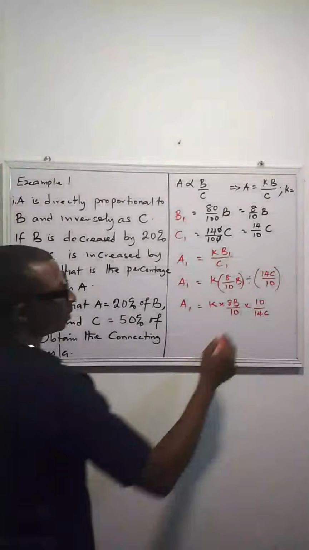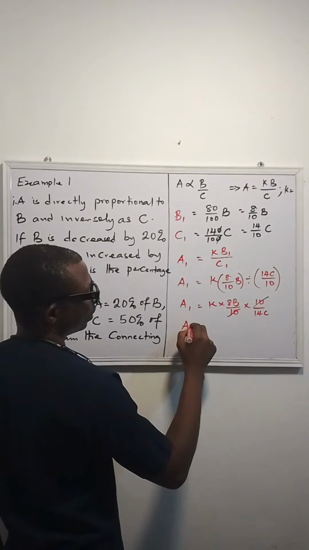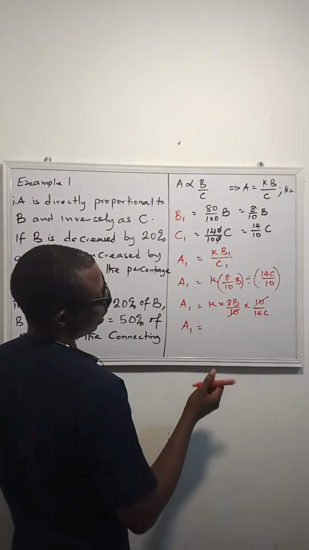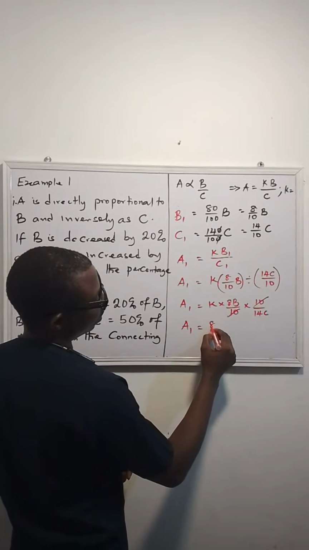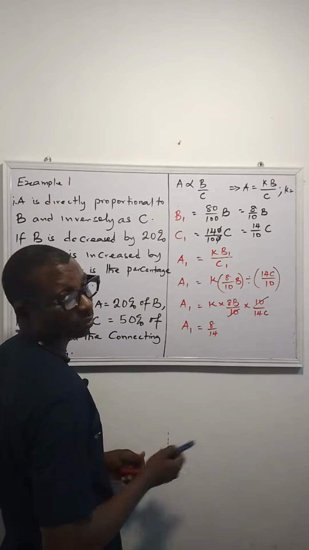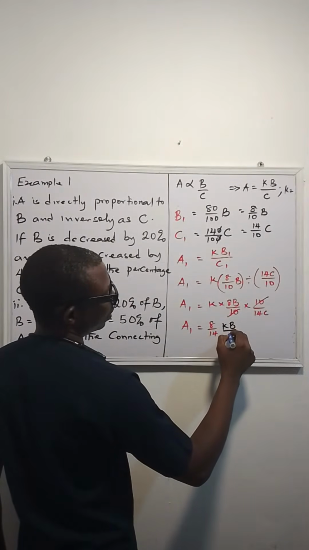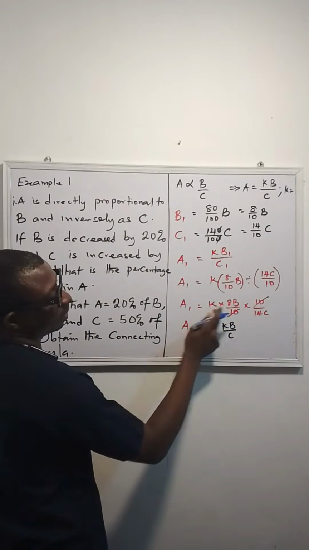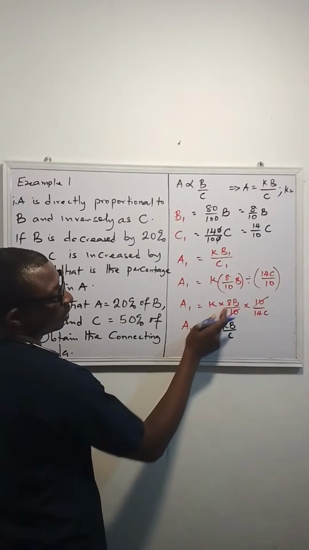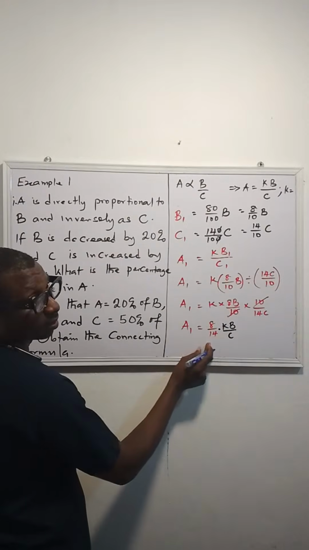So from here, this will cancel this. So we now have A1 equals to, now let's see, we have 8 over 14. So what we are left with, the alphabet we are left with here is K B over C. This K times B all over C. So this 14 is this, and this 8 we have. So still the same thing. So now this is multiplying itself with this.